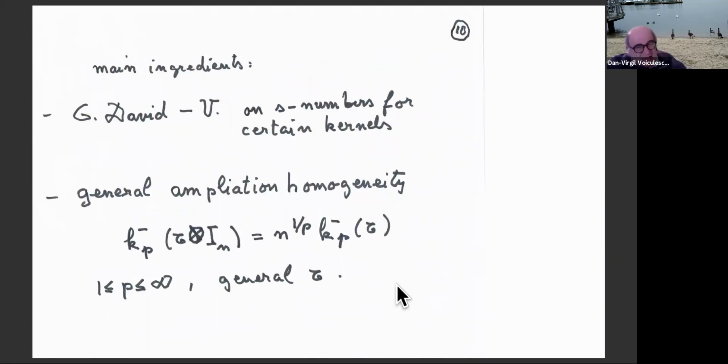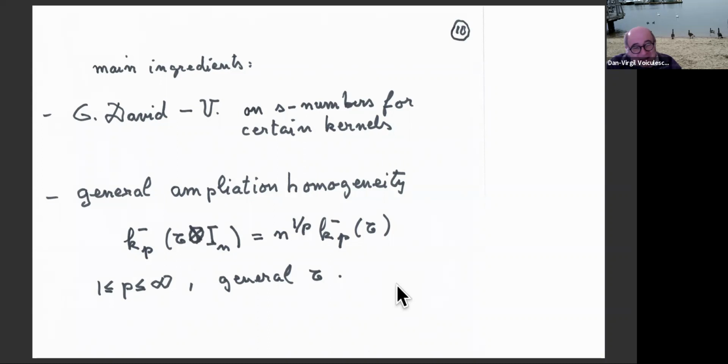So what are the ingredients for this result? On one side, one has to prove that this constant gamma is strictly positive. So I have to have a lower bound. And there, the work I had done some time ago with Guy David on S numbers for certain kernels is the relevant thing. It is also relevant for the preservation of the absolutely continuous parts, etc. But the fact that you have an exact formula is due to the following thing, about which I became aware only now.